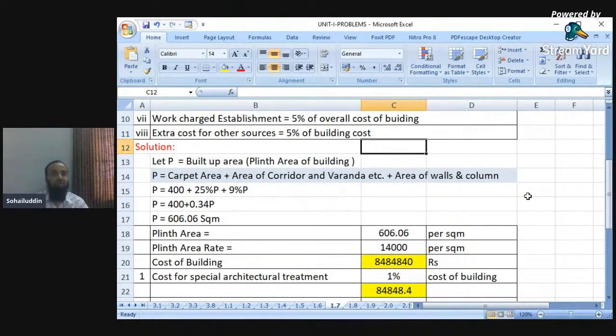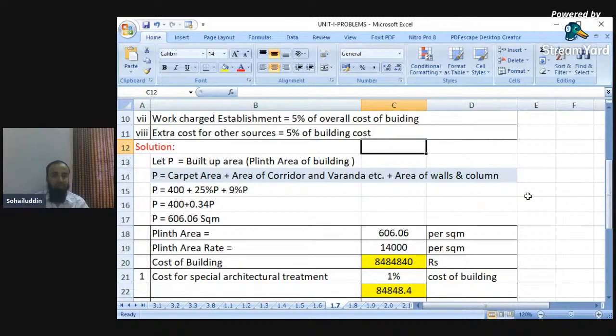So let P be the built-up area or plinth area, which is one and the same. Plinth area is where the plinth beam has been provided, and built-up area is where the construction has been carried out. So it is one and the same. Let P be the built-up area, that is the plinth area of the building, and it will include the different heads as mentioned in the problem: carpet area plus area of corridor and verandas etc. plus area of walls and columns.